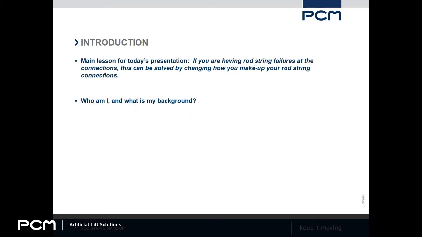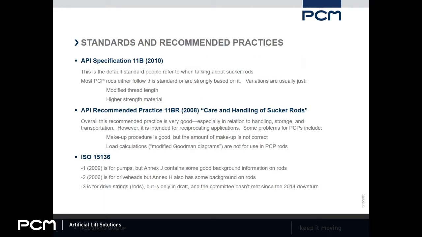Okay, so here's some of the standards that are published. The big standard in the industry for sucker rods is API specification 11B, and the last edition of that was published in 2010. Generally, this is what people refer to when they're talking about sucker rods. There are also what people call drive rods, or depending on the manufacturer, you might hear different names for them, that are variations on the rod, or maybe actually sometimes completely different depending on which manufacturer you're looking at. But most of the rods are either following the API standard or are strongly based on it.